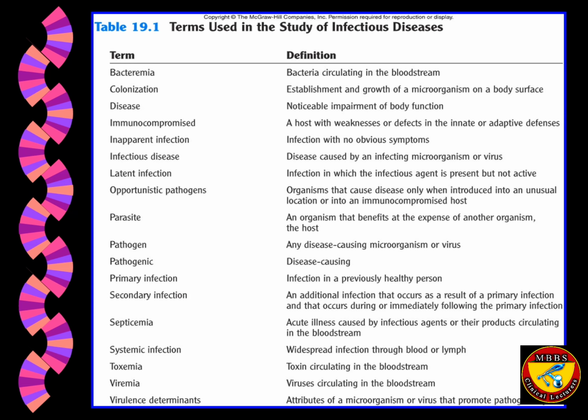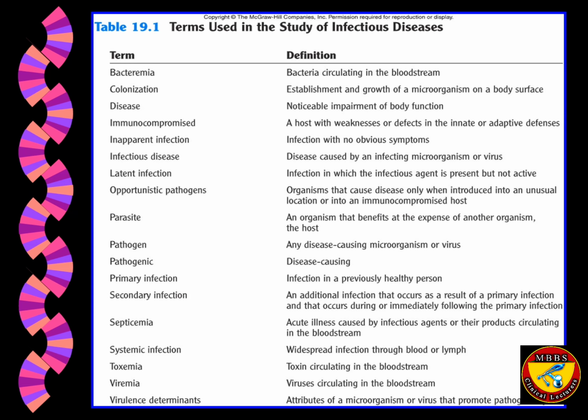Latent infection, latent means hidden. Latent infection is the one which is present there but is not active. It is hiding. That is why it's called a latent infection. It is not in an active state. What is an opportunistic infection? Opportunistic pathogen? We already talked about it, that these are organisms that cause disease only when introduced into an unusual location or into a susceptible host or into an immunocompromised host.